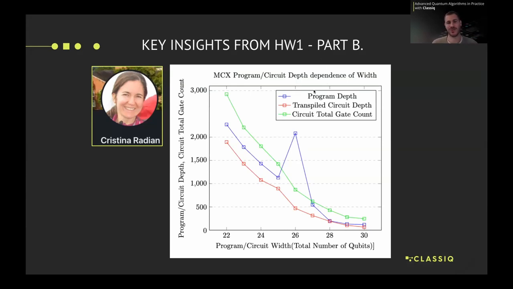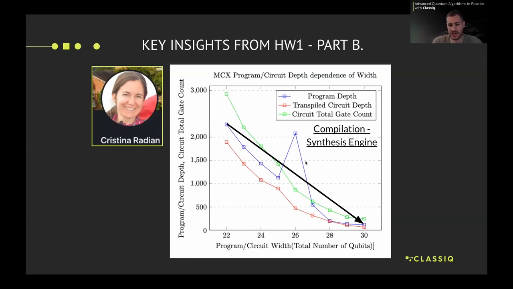Now, Christina took it one step further, and this is a very nice graph and a very great work that she's done. So what are we seeing here? On the x-axis, we can see the width, the number of qubits used for the specific circuit implementation of the MCX with 20 controls and 1 target. So this is how many qubits we use. Now on the y-axis, we can see the circuit depth or the total gate count. So in green, we can see the total gate count that we use, but for now we'll focus on the program depth. So this is the quantum program that retains the functional hierarchy, and the transpiled circuit depth. So we are focusing on the blue graph and on the red graph.